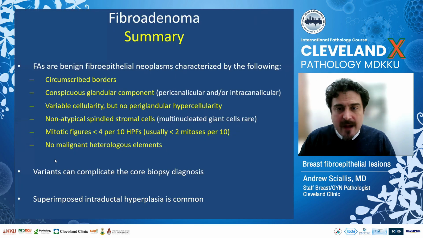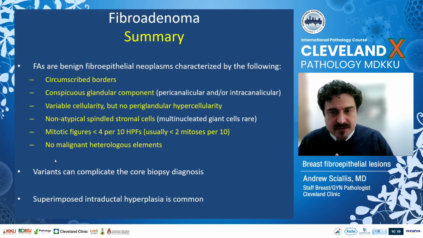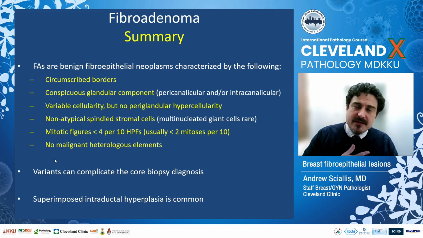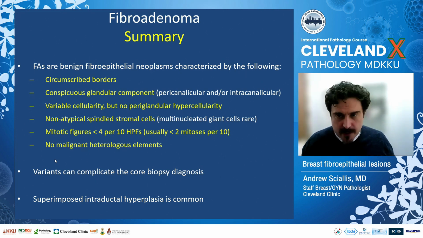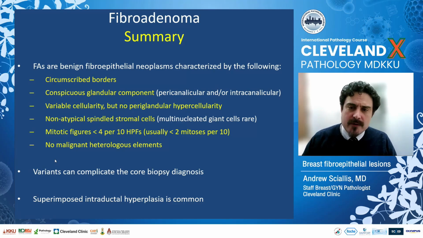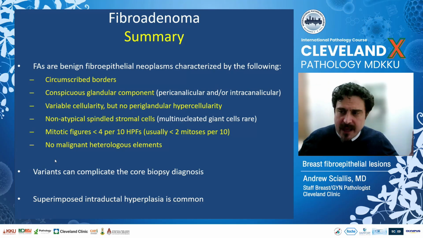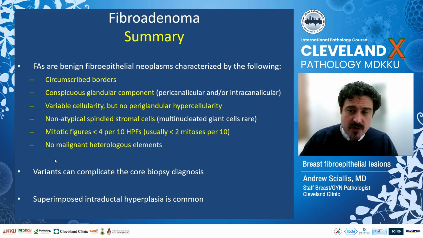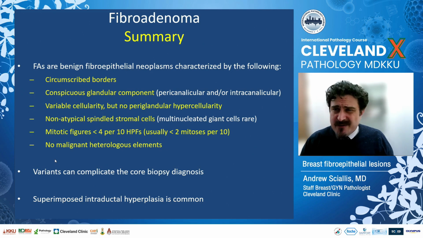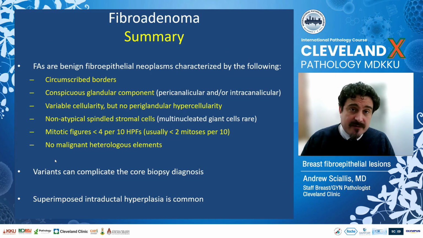So as a summary, fibroadenomas, these are benign regardless of the type of variants, and the things that we like to see, and you have probably seen much more in your practice, circumscribed borders, a very easy to find glandular component that can either be pericanalicular or intracanalicular, but so long as you can see it, that's good news. Variable cellularity, but there's no periglandular hypercellularity, and it really shouldn't be that cellular. Even in very cellular fibroadenomas or juvenile fibroadenomas.